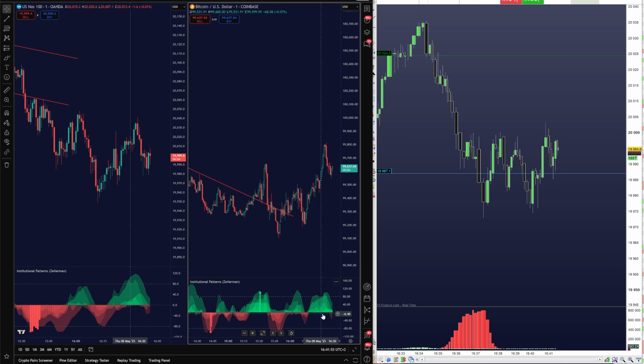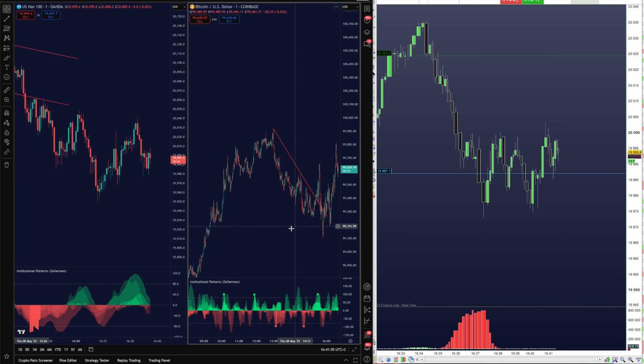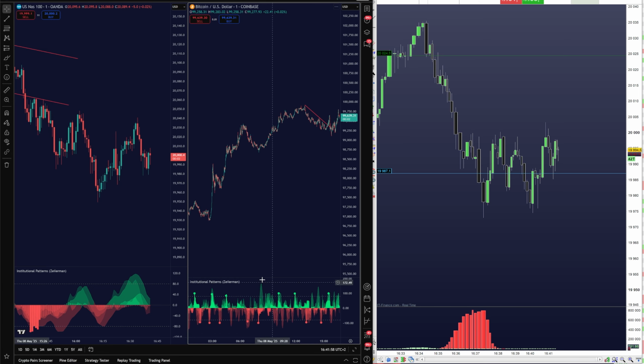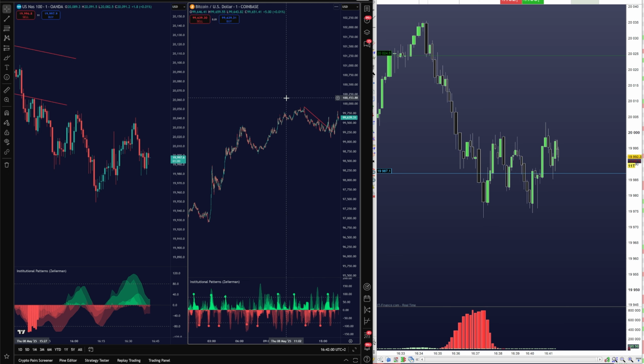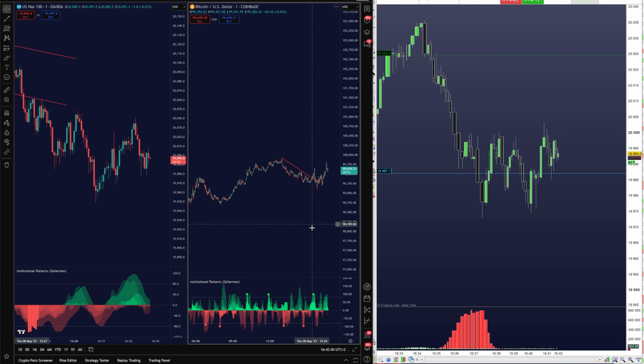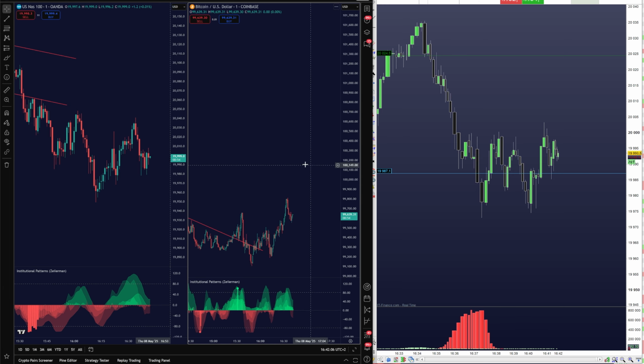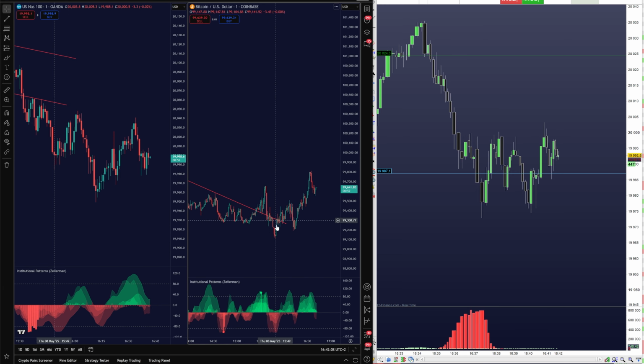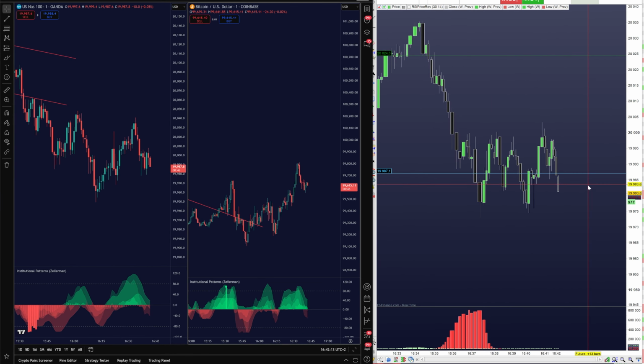Nice institutional order flow within this bullish trend in the 1 minute chart. We had a nice retracement going on for a few hours, and we got this nice peak back down, and boom, there we go. Super nice entry. All right, guys, let's look at NAS.